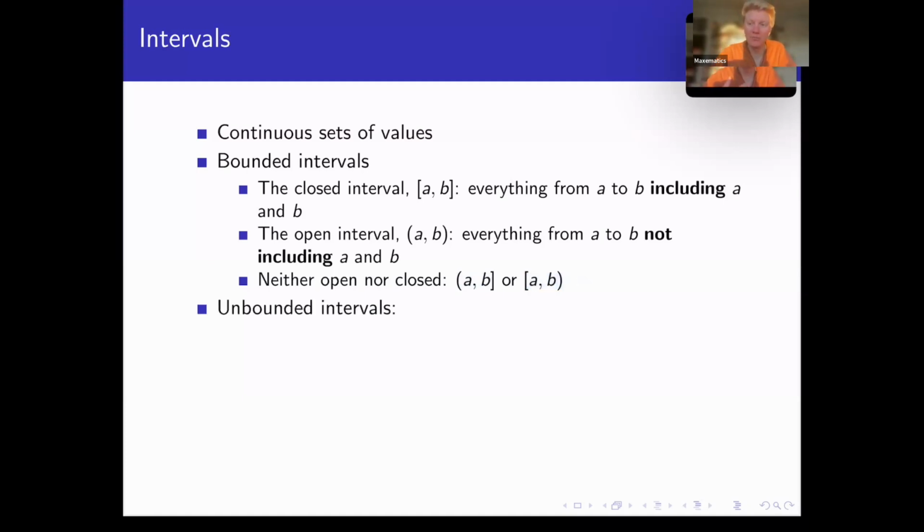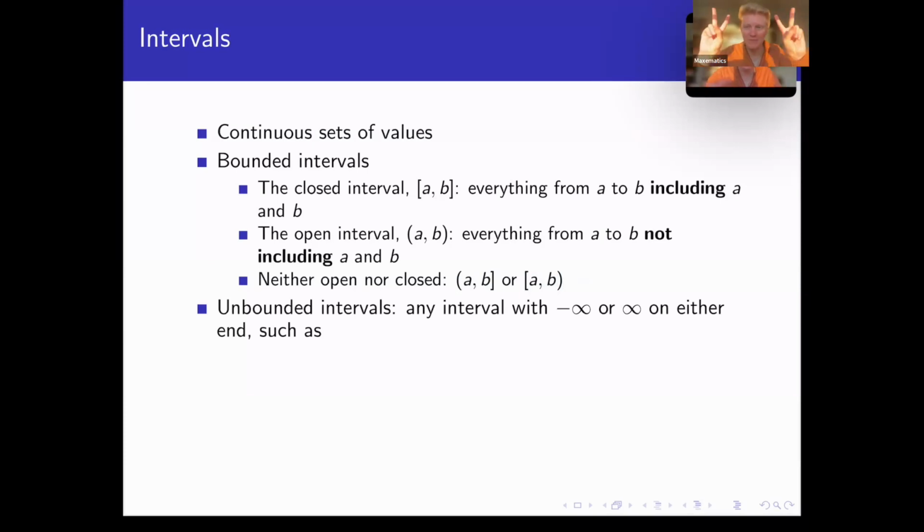Then we also have unbounded intervals. Unbounded intervals, as they sound, are any intervals where one bound is infinity or negative infinity. And I'll say bound in quotation marks because technically we can't bound infinity or negative infinity. So for example, this would be like 2 to infinity or negative infinity to 6. This says everything bigger than 2, 2 not included. This says everything less than 6 with 6 included.